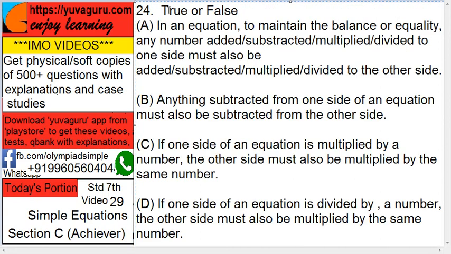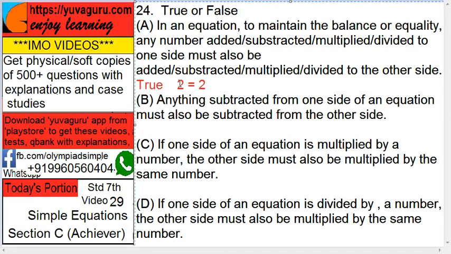State true or false. We are in section C now, achiever, toughest one. In an equation, to maintain the balance or equality, any number added, subtracted, multiplied or divided to one side must also be added, subtracted, multiplied or divided, same sequence, to the other side. So that is true. Here 2 equals 2.